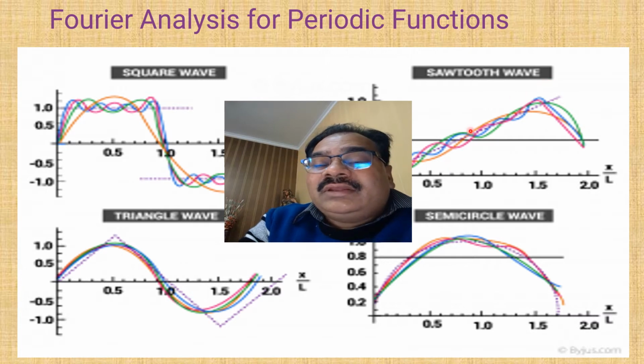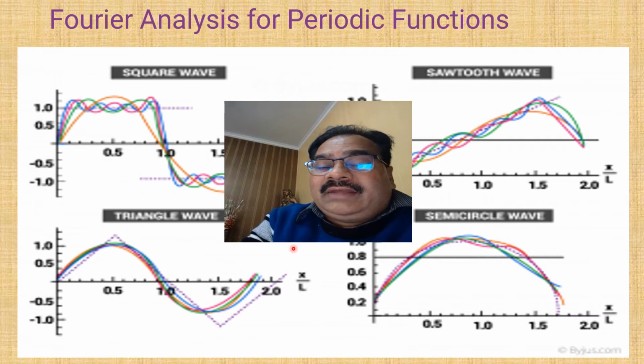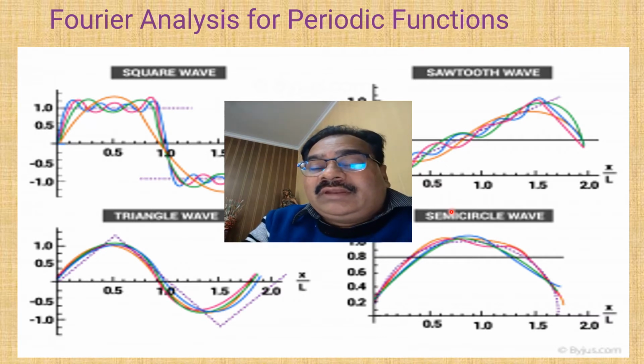You have seen in many places, especially in wood cutting shops, this kind of waveform, which is called the sawtooth waveform. And then this is the triangular wave. So this is called the triangle wave, and this is the semicircle wave.